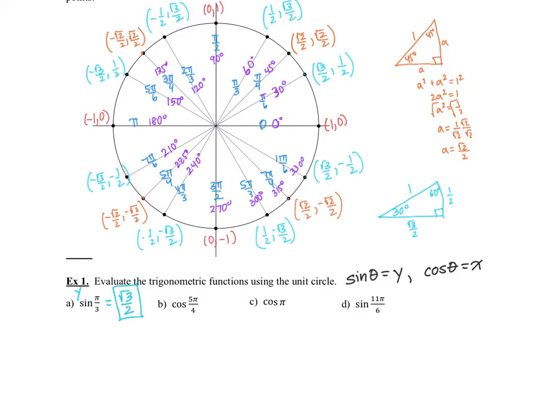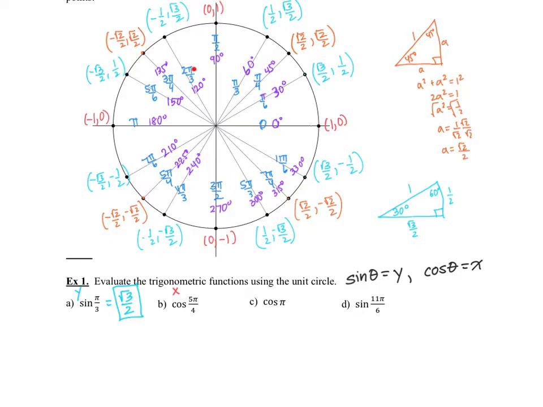Okay, this is what the unit circle is for, evaluating trig functions. Okay, let's consider the next one. I want to find the cosine of 5 pi over 4. Now the cosine is going to be the x-coordinate on the unit circle. Okay, so let me go to 5 pi over 4 on the unit circle.